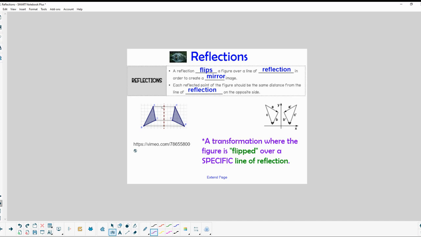It's a transformation where the figure is flipped over. So it would be a rigid transformation, meaning that the shape and size of the object would remain the same.